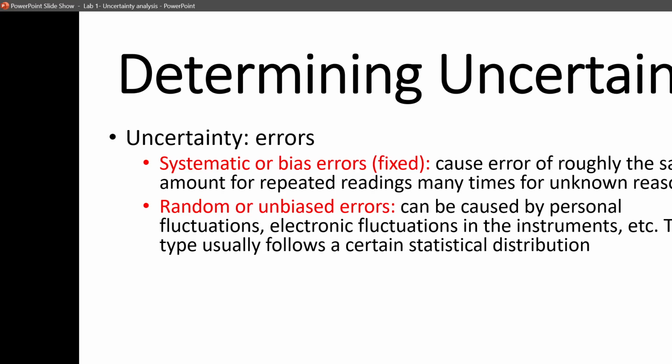What are the types of uncertainty? We have two types, as we thought. One of them refers to the precision. One of them refers to the accuracy of the data. We have systematic or bias errors that are fixed. Doesn't matter how many times you repeat your experiment, this error is going to be there, and there's basically nothing we can do about it, essentially.